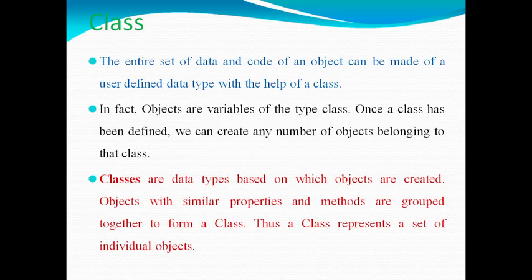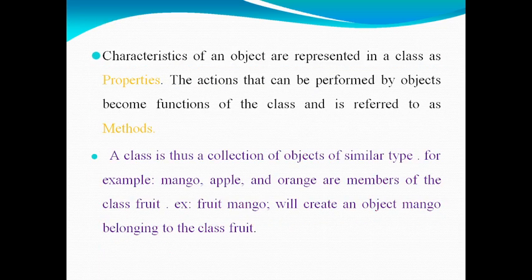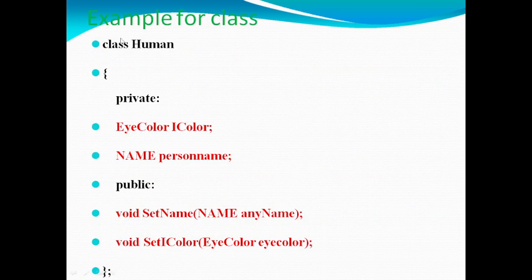Then class. The entire set of data and code we have to write in a class. The class is handled by the object. The class is a user defined data type. The class contains variables, methods, and constructors. That is the concept of class. To create a class, you follow the syntax: class, then the class name. Then inside the class you can declare the variables, methods, and constructors. This is the example; the class name is a user defined name.